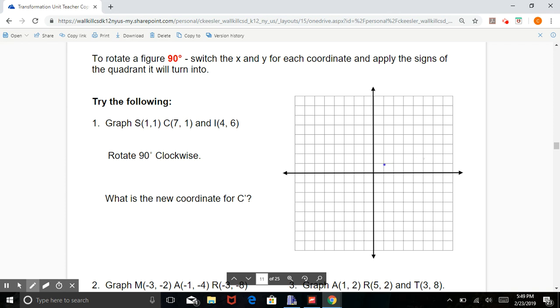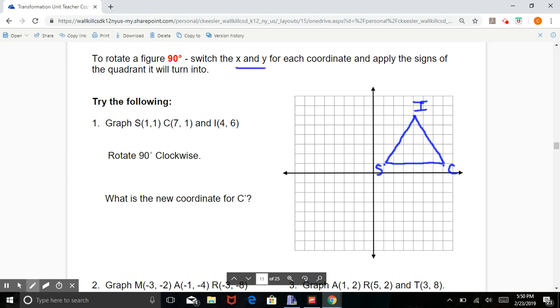Again, remembering to label each point as we're graphing. C is at 7, 1. And I is at 4, 6. Resulting in what looks like an equilateral triangle. Equilateral because it looks like all the sides are the same. Take your straight edge and connect your points. Okay, and we're going to rotate it 90 degrees clockwise.